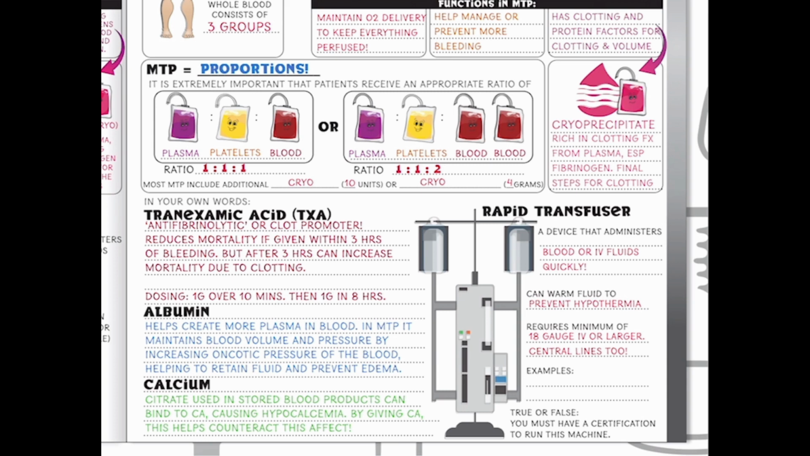Of course, we're not always so lucky. Examples of a rapid transfuser is going to be this machine here, this level 1, or maybe even a Belmont. And quick little pop quiz here, true or false, you must have a certification to run this machine. This is very false. This is typically just in-training or having someone beside you teach you how to utilize this machine. It's usually pretty easy to learn.